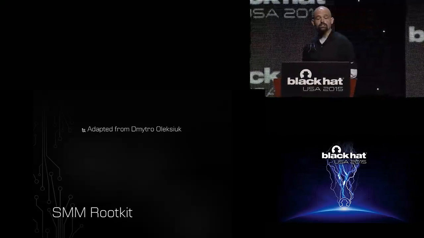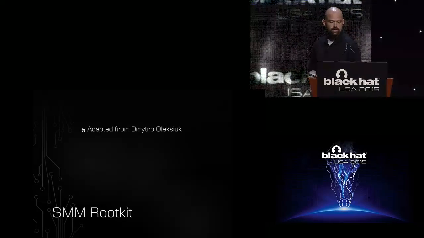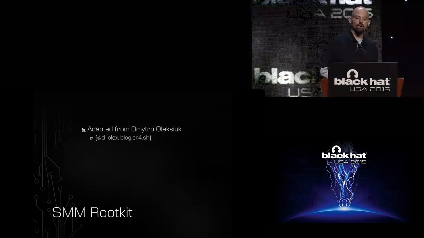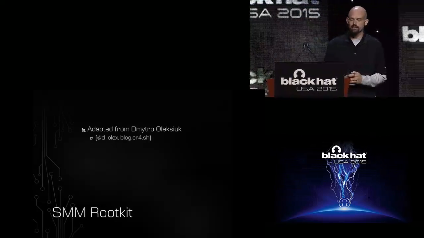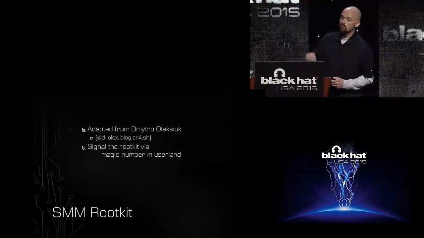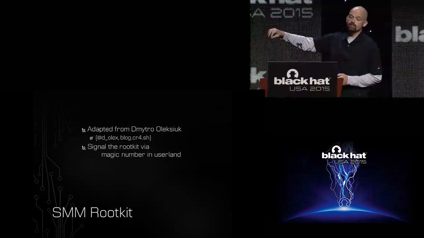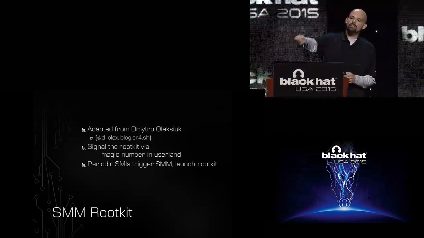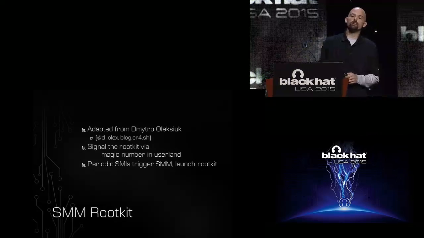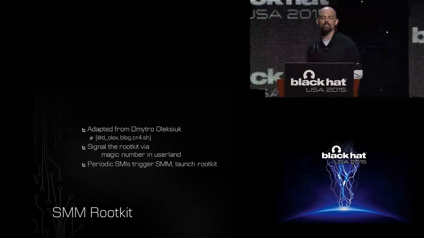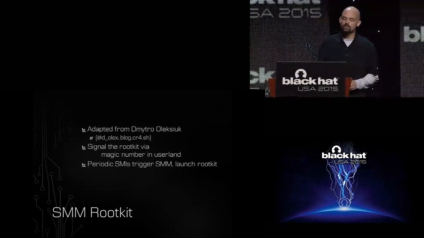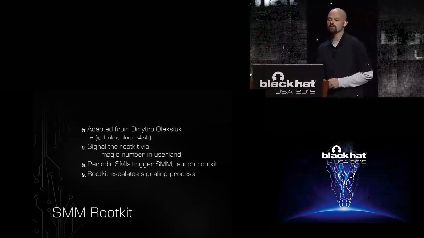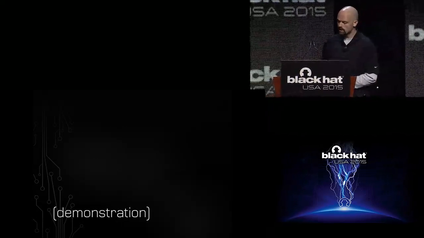So for this demonstration, I hacked together some code created by this guy, Crash, who made a really, really cool, robust SMM rootkit. So I adapted some of his code for this demonstration. What we do is we signal that rootkit via some magic 64-bit number in user land. When the SMM rootkit sees that magic 64-bit number, it knows that some process is secretly requesting to be escalated in its privileges. So the SMM rootkit then parses that process's page tables, locates the process credentials, and gives it root access to the system.